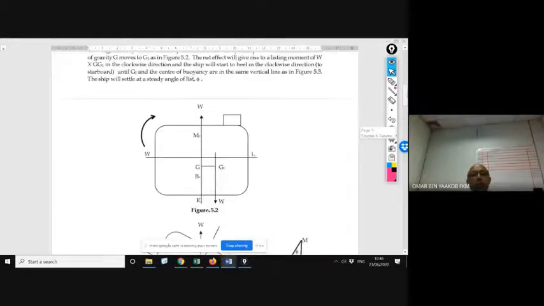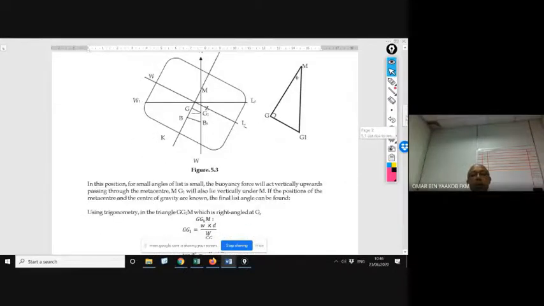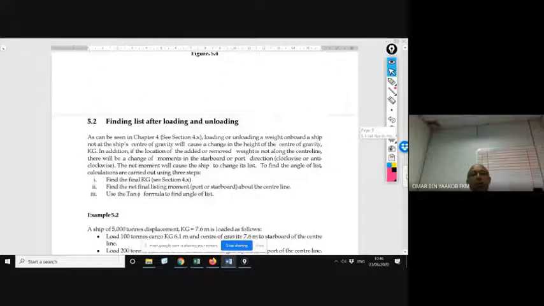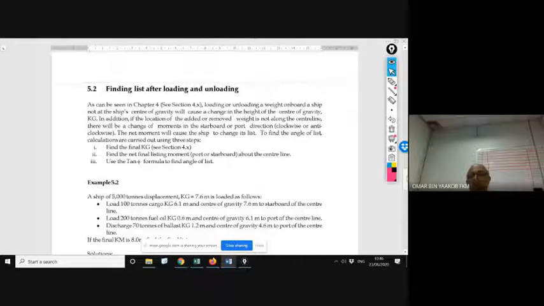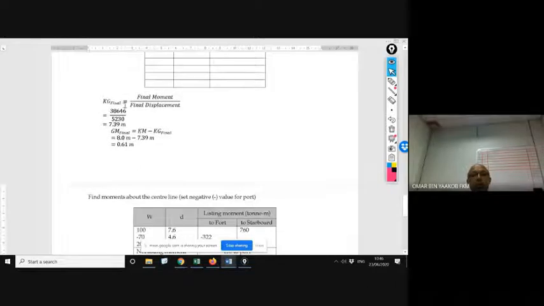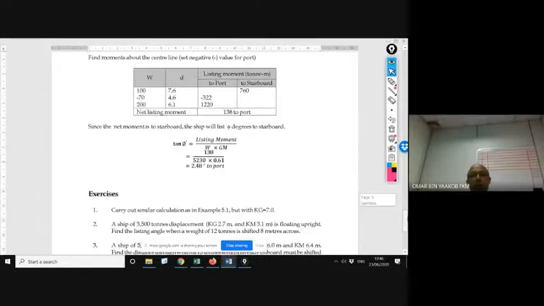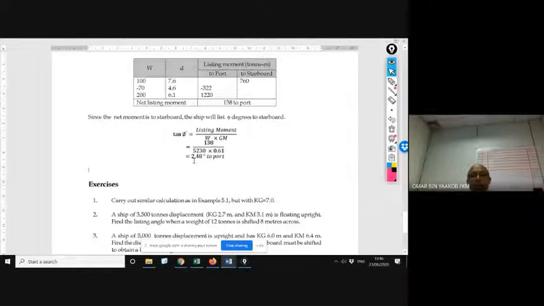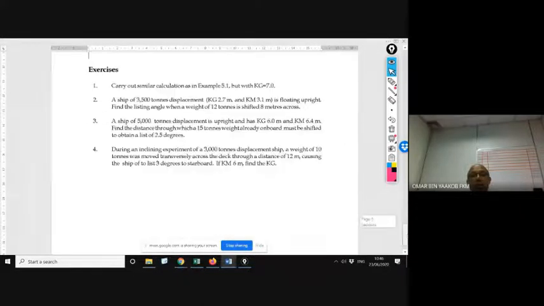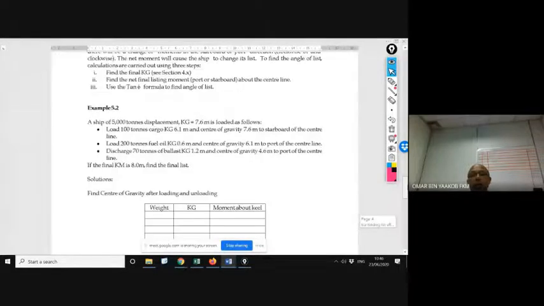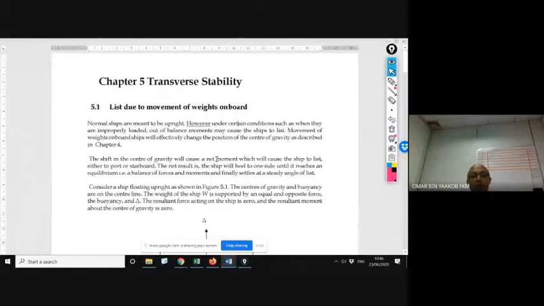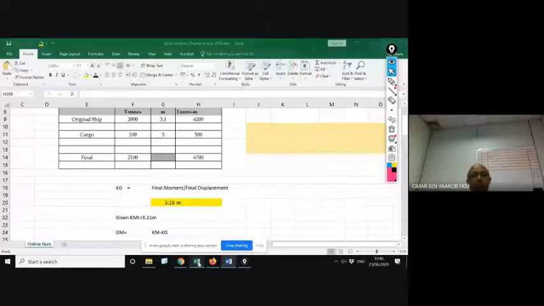And this one is after loading and unloading. So when we load the ship, maybe you can do your own exercise. Find the KG final here, and then you put your actual KG. I hope this is 0.61. Then you can still use this. Okay, so that is for this particular set of notes, our final set of notes, right?